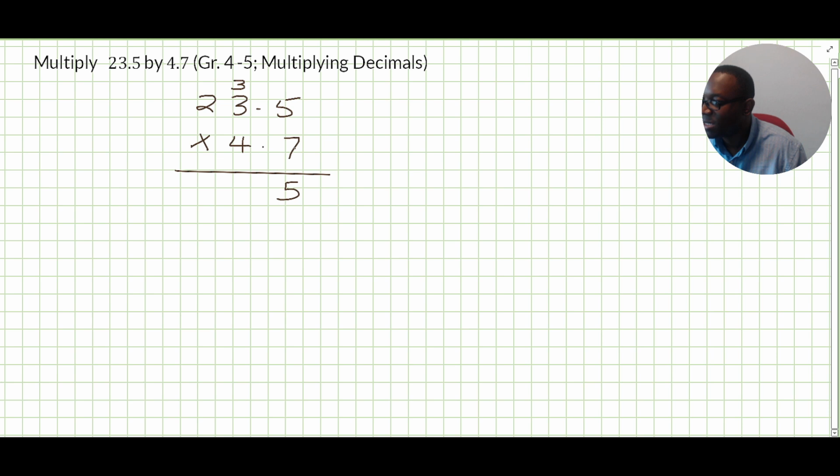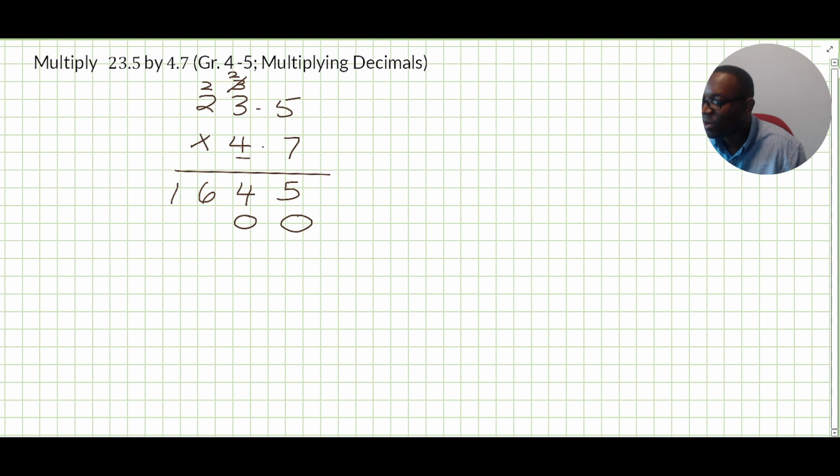3 multiplied by 7, we have 21. We add 3 to that, that's 24. So we're going to write 4 here and bring 2 up here. Now, 2 multiplied by 7, we have 14 plus 2, we have 16. All right, so now we're multiplying by 4, so I'm going to put a 0 under 5. And then 5 multiplied by 4, we have 20, so I write 0, and I'm going to cross this 3 out so it doesn't confuse us, and I'm going to put a 2 up here.